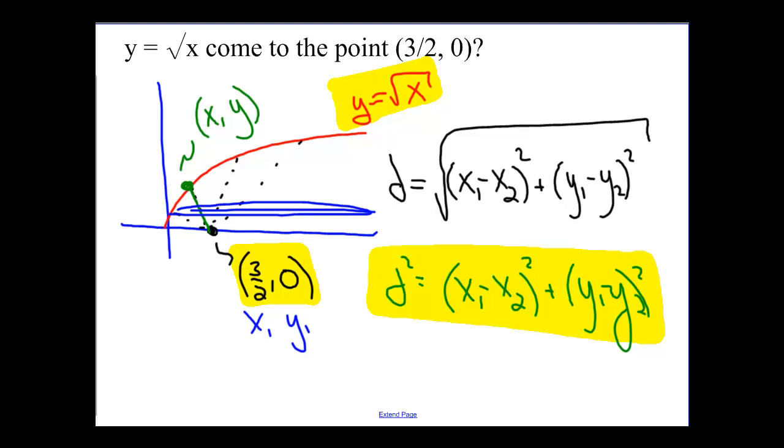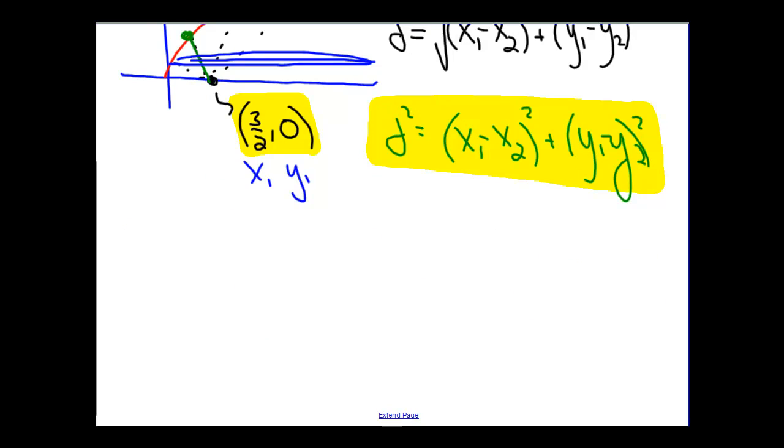What's going to happen is the y value will be restricted to the y values that we have here. So we're going to call our y2 the square root of x. That's the relationship, that's the constraint that our function has to solve. Remember, we need to somehow get rid of a variable, and in the distance formula we have two variables. So let's go ahead and do this.